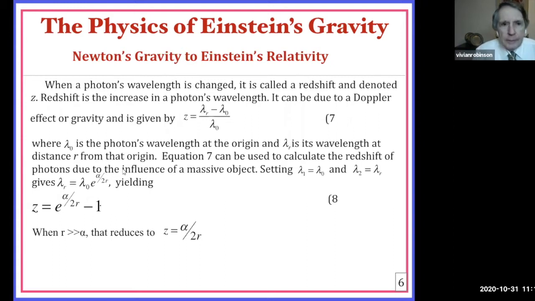Equation 7 can be used to calculate the redshift due to the influence of massive objects. Setting lambda 1 equals lambda 0 and lambda 2 equals lambda r gives lambda r equals lambda naught e to the alpha over 2r. That yields z equals e to the alpha over 2r minus 1. When r is much, much greater than alpha, that reduces to z equals alpha over 2r.